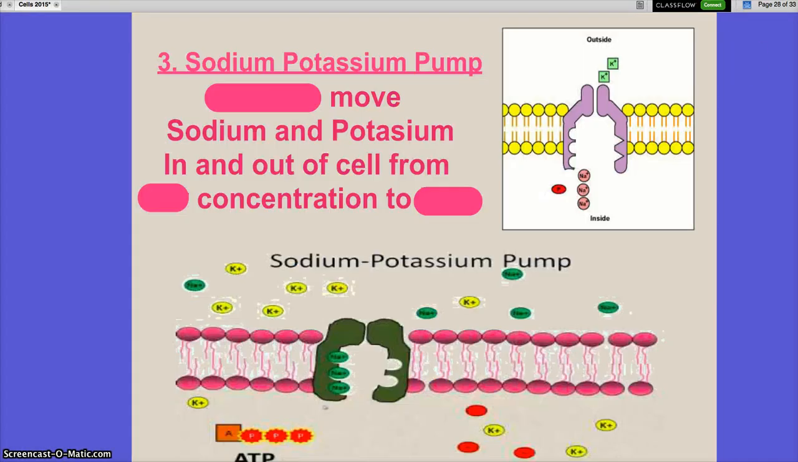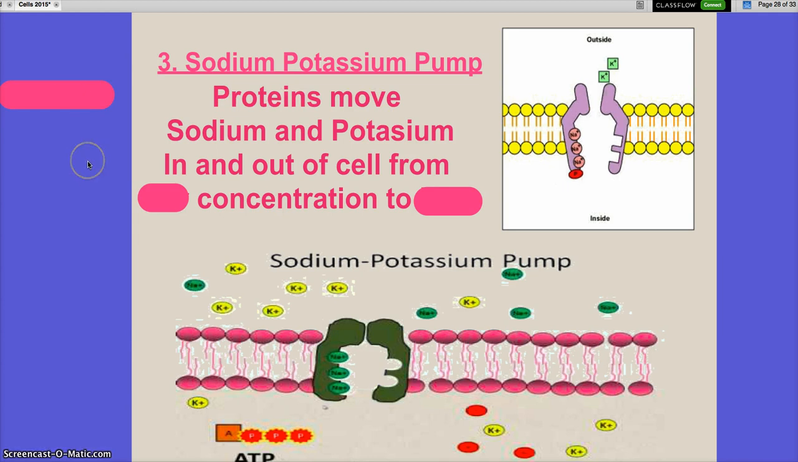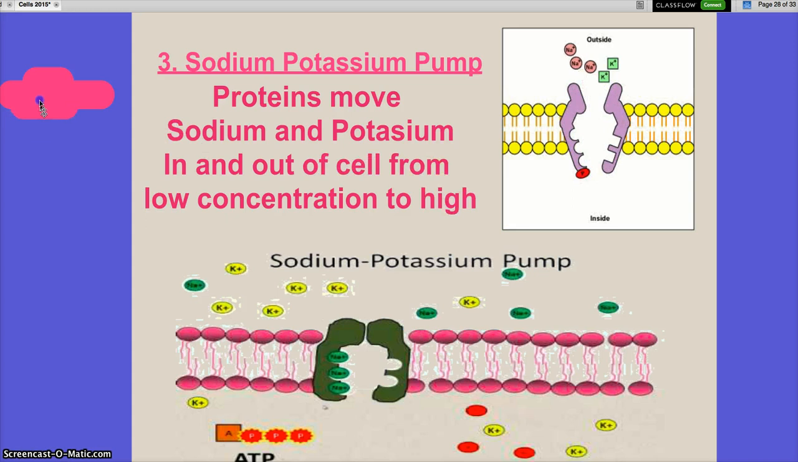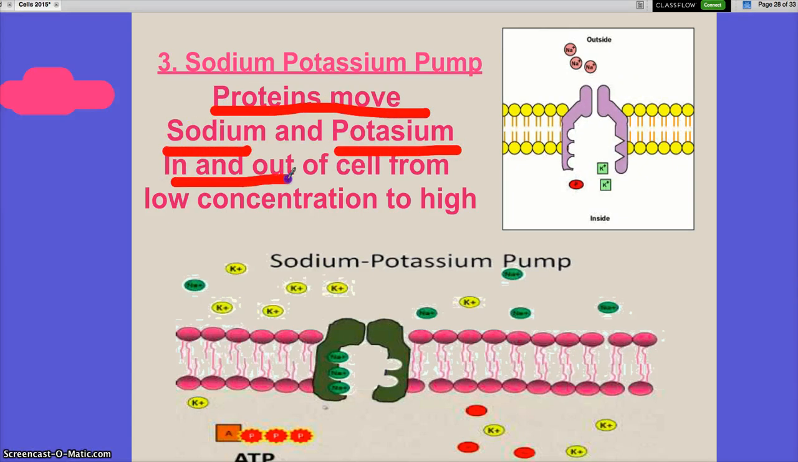And the last one, the last type of active is called the sodium-potassium pump. In this case, you're going to move sodium or potassium. It's very specific. In and out of the cell through the protein from low to high. So you're going to underline these key words. Proteins move sodium and potassium in or out from low to high, which means from what to what?